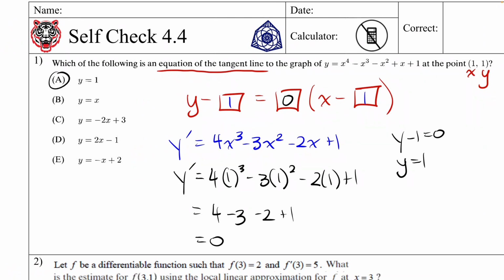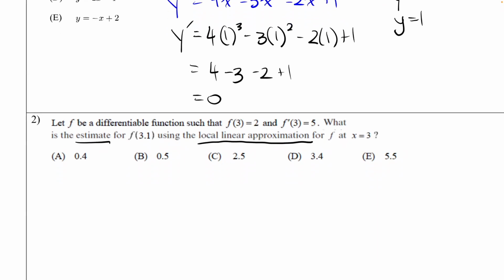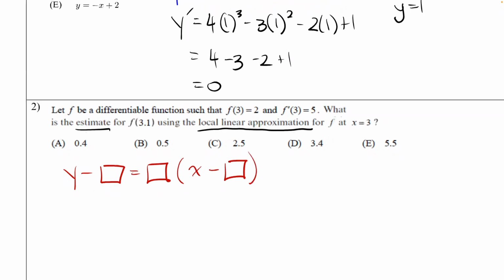A for number 1. Let's do number 2. We have a differentiable function, and we're looking for an estimate. I can tell this is an older problem from like the 90s, because they use the words local linear approximation and estimate. Those are keywords meaning you are doing a line. You're doing the y minus box is equal to box times x minus box.